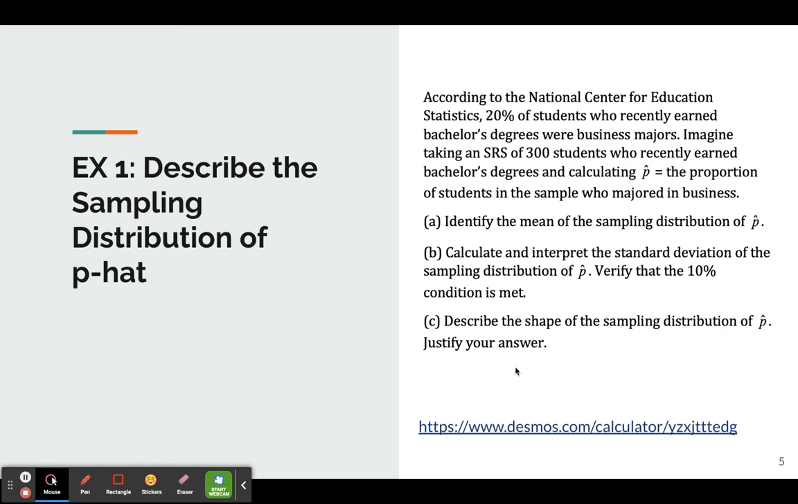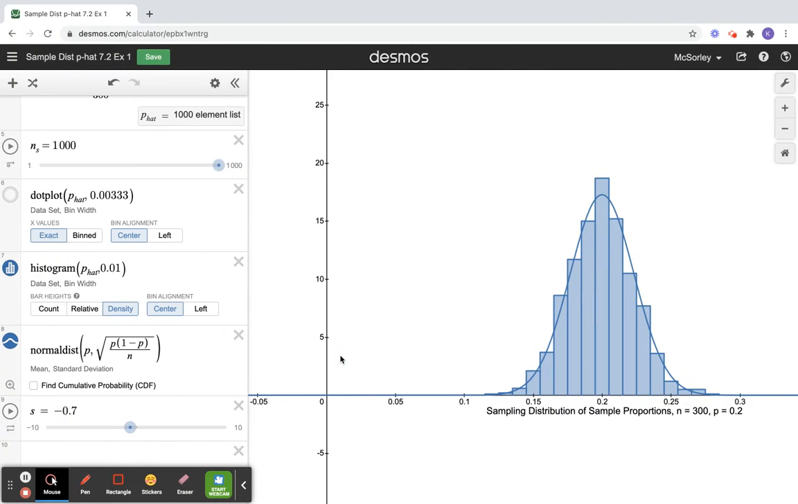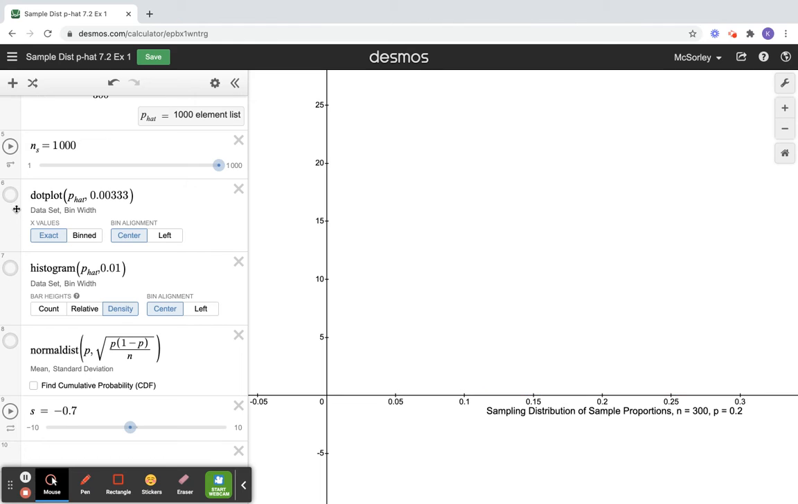So before we do that, and if you're following along on this slide, you could click here and check out this Desmos, which is right here. Let me click some of this stuff off.